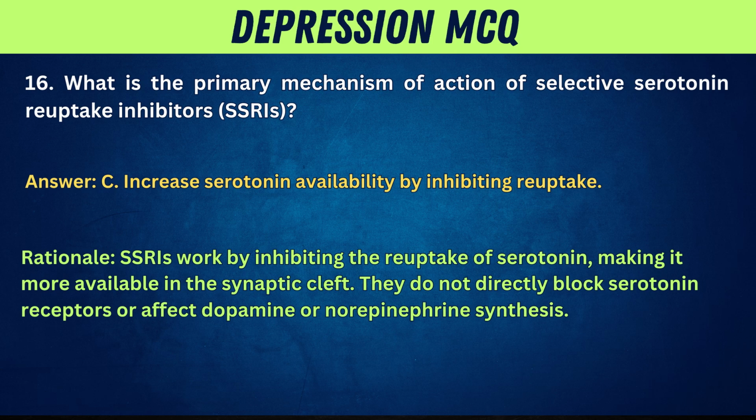Increase serotonin availability by inhibiting reuptake. Rationale: SSRIs work by inhibiting the reuptake of serotonin, making it more available in the synaptic cleft. They do not directly block serotonin receptors or affect dopamine or norepinephrine synthesis.